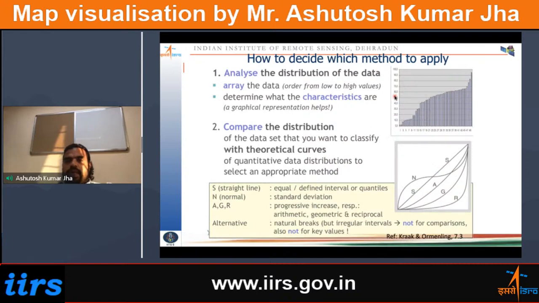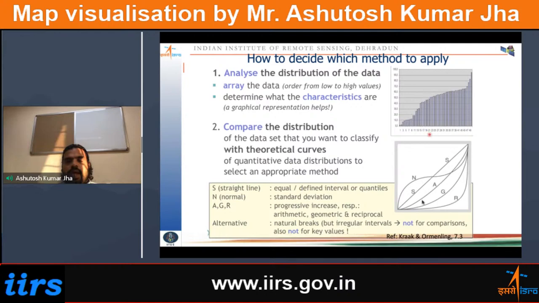If you want to decide which method to apply in general, what we have to look at is the data distribution. For this data distribution, we take the distribution of your data sets in such a way that it gets sorted by values. That's what the histogram represents. It represents a kind of cumulative distribution of the whole data set, from lower values to higher values.